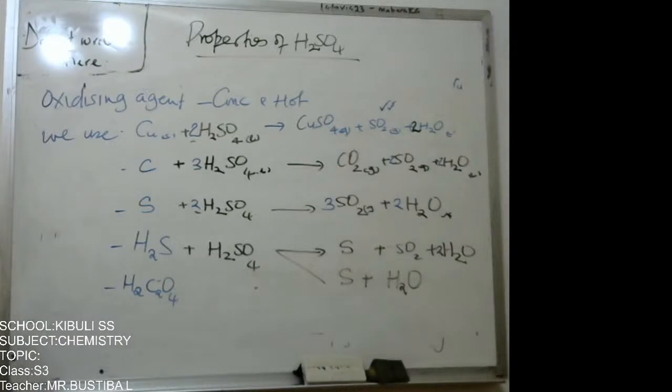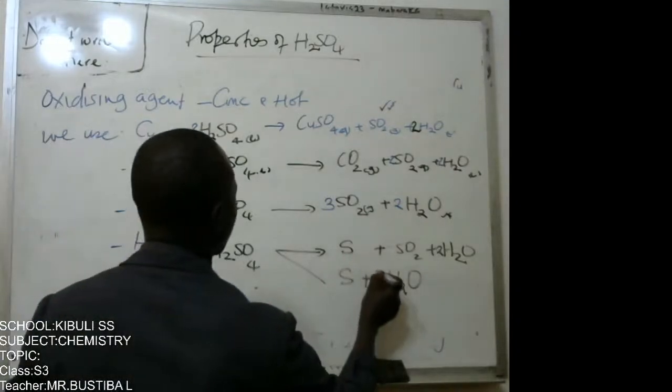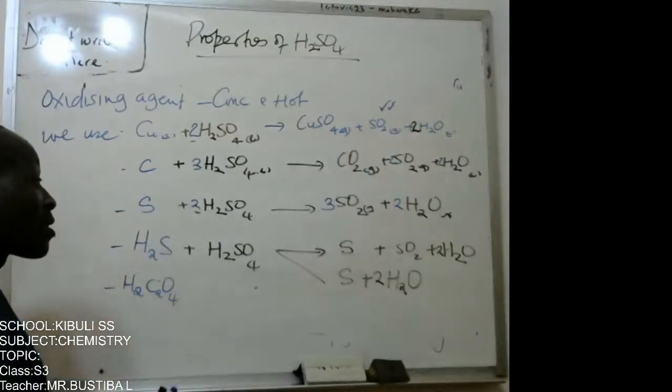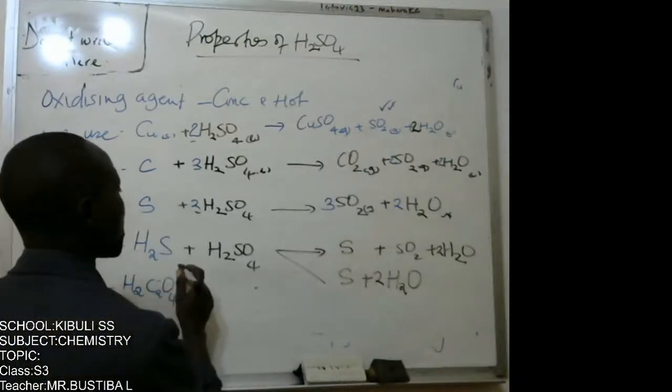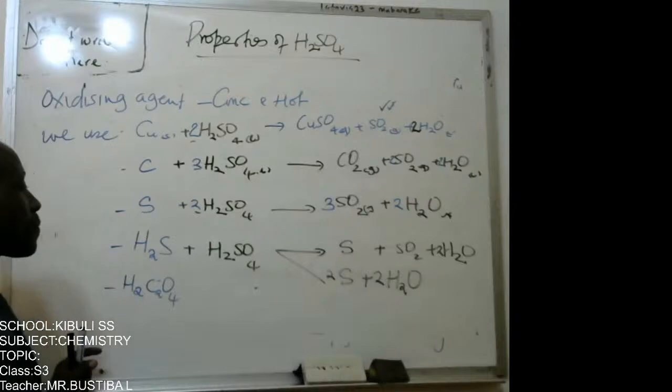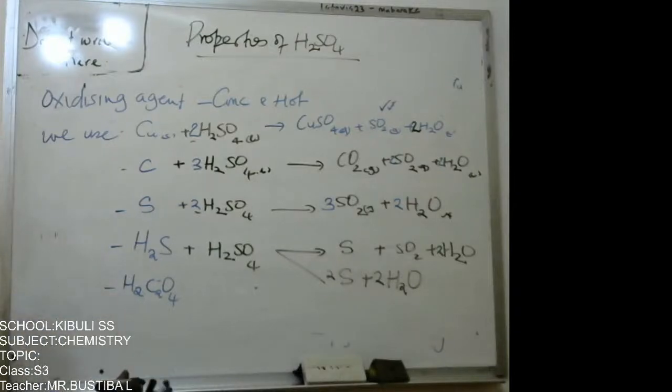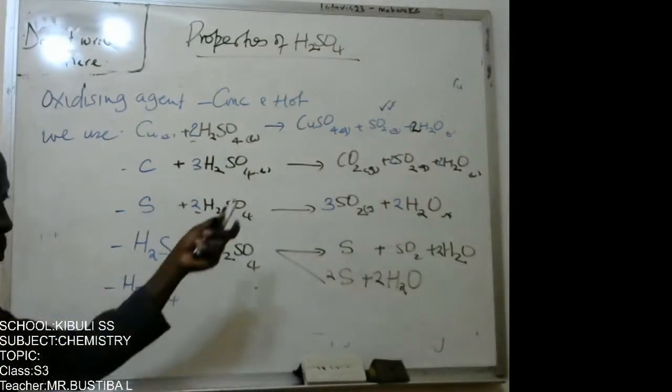If sulfur plus water, sulfurs are 2, hydrogens 2, does it work out? It doesn't work out even if you try to balance. So it doesn't give you sulfur and water. So pick out that one.